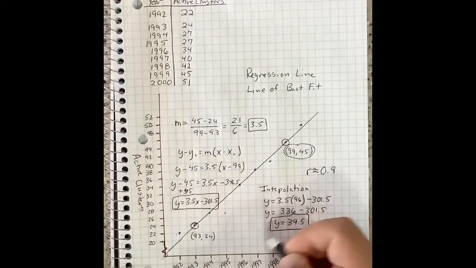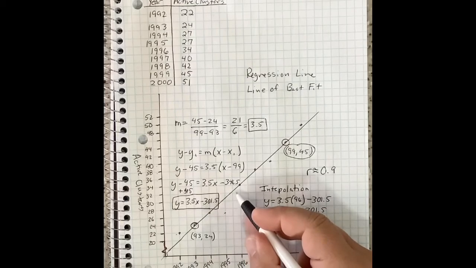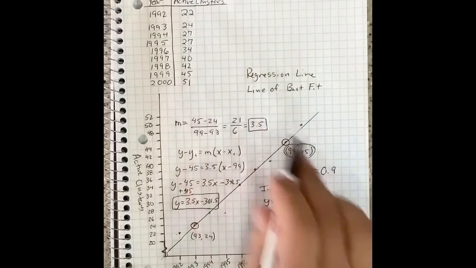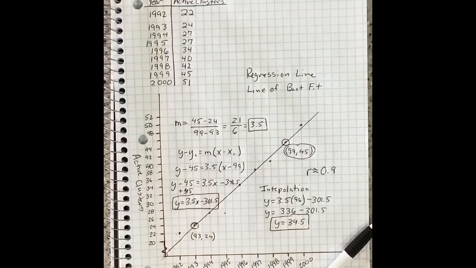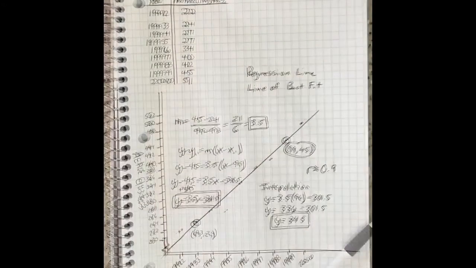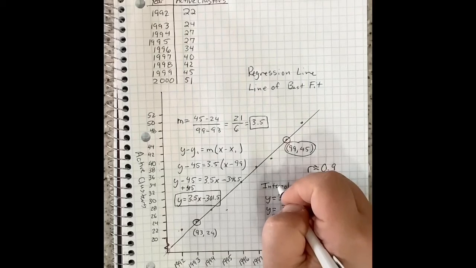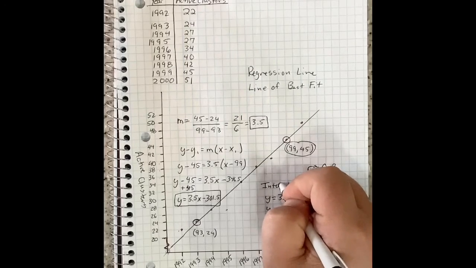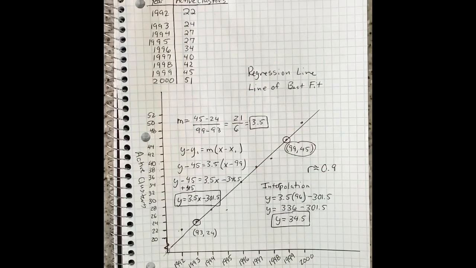Well, what was the actual data? It was 34, which is actually really close. Okay, so I can tell I spelled interpolation wrong right there. That should be an R, interpolation.